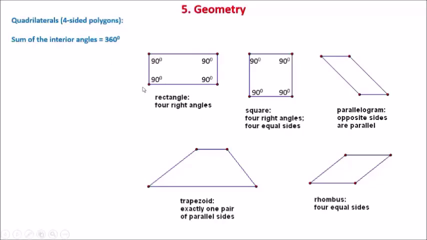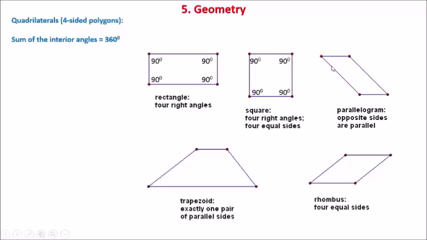So this is a rectangle. All the angles are 90 degrees. These 2 sides are equal. The 2 lengths are equal, 2 widths are equal. And this is a square. All the 4 angles are 90 degrees. All 4 sides are equal.